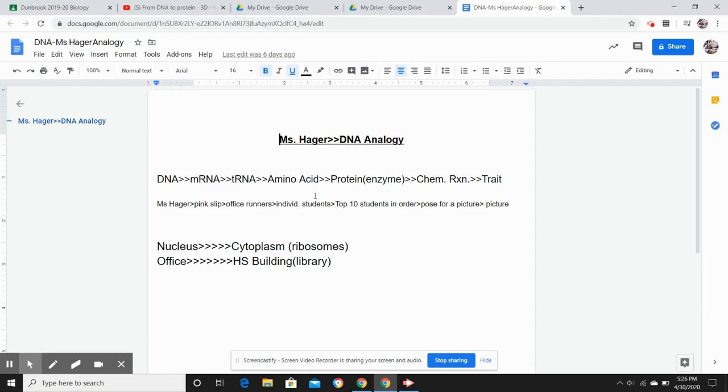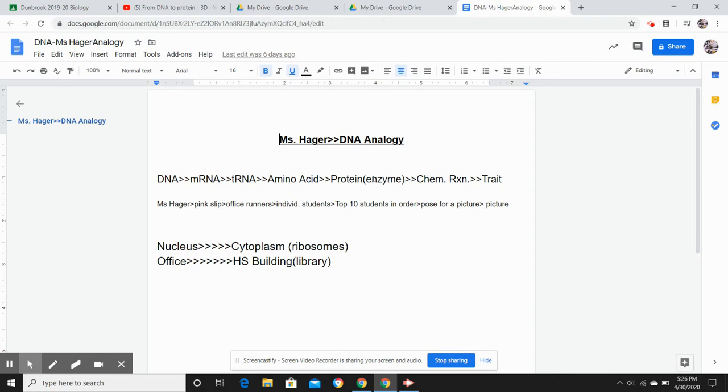So student is to top 10 group as amino acid is to protein. It's just a member of the group. The protein is the ultimate thing that the DNA is coding for, trying to build. Typically, proteins are enzymes. Now, they can be other things like hair and muscle and stuff like that, but most of the proteins in our bodies are enzymes.